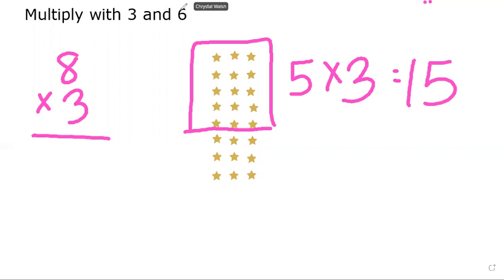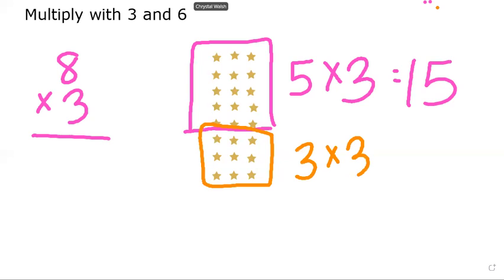But I'm not done because I have not multiplied my second group down here. I need to use them too. So here I have 1, 2, 3 rows. And again, I have 3 in each row. How many stars did I box in that bottom equation to find the product of 3 times 3? 9. Very good. So I have 3 times 3 equals 9.